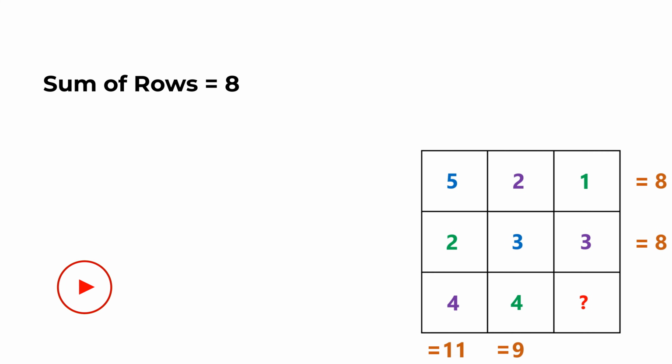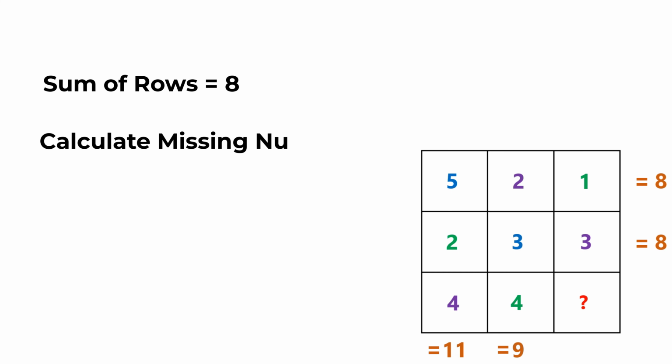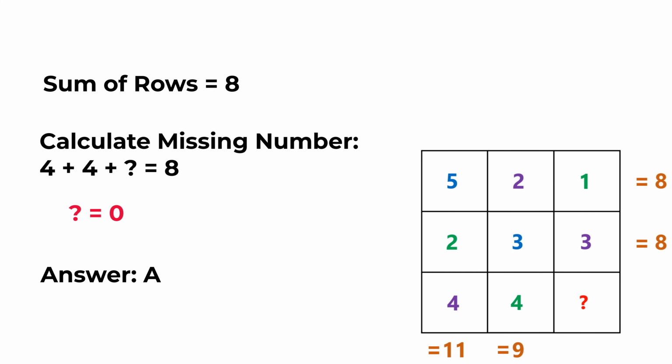This would allow us to calculate the 3rd row. If we know that the sum should be 8, we can assume that 4 plus 4 plus question mark, which would be representing the missing number, would be equal to 8. So the missing number would be equal to 0. The correct choice here is choice A, 0.